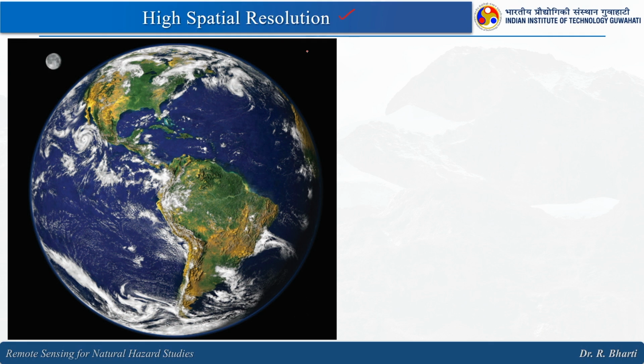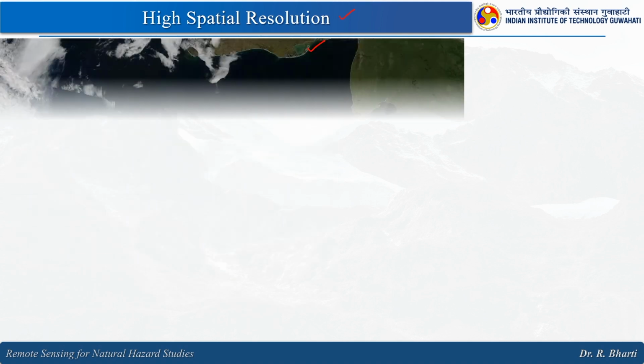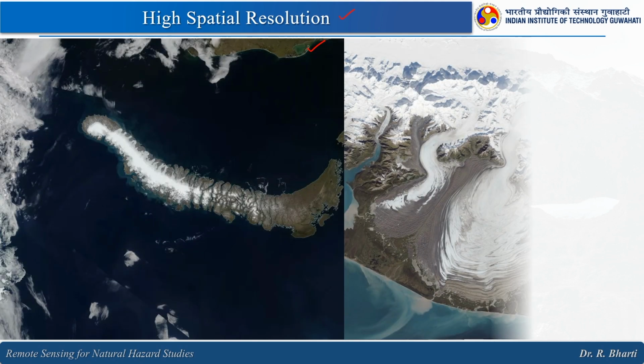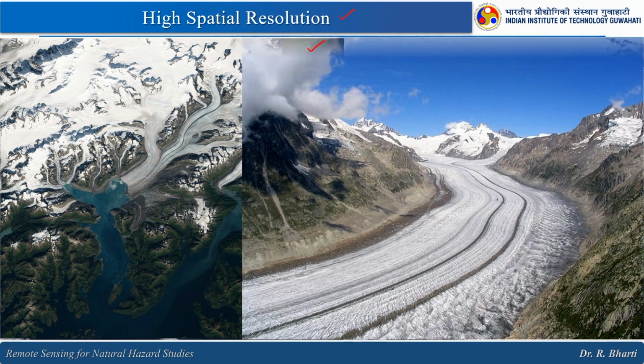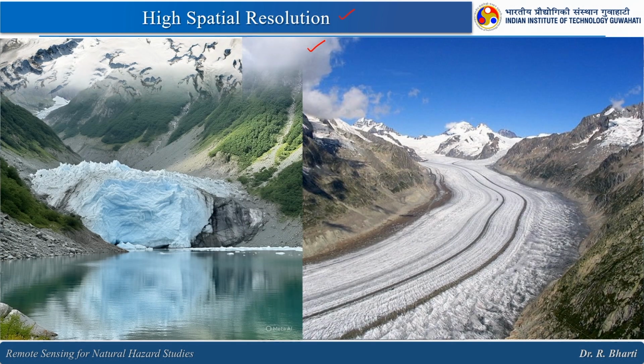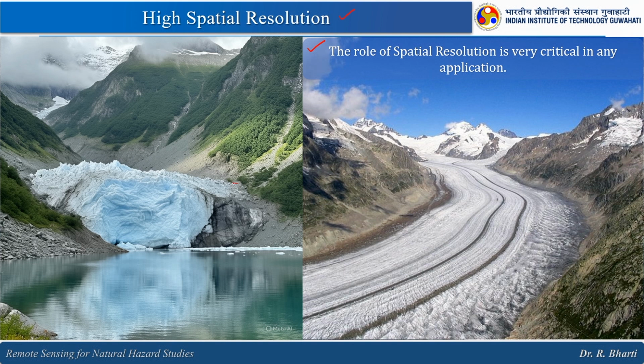Here you can see, if we see the entire earth surface from outside, it will look like this. But slowly, if you have a sensor which is capable of capturing a very specific area with high spatial resolution, that will help you to gather the information about the target in detail, right. So this can have a further advantage in your study. The role of spatial resolution is very critical in any application, right.